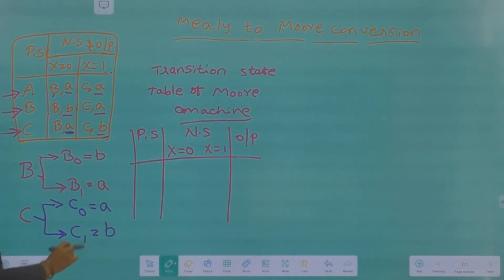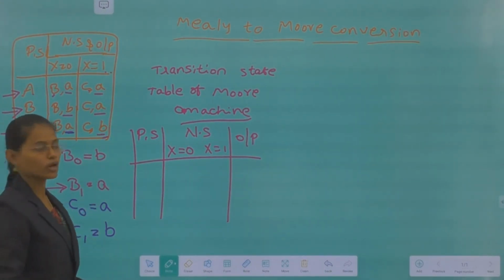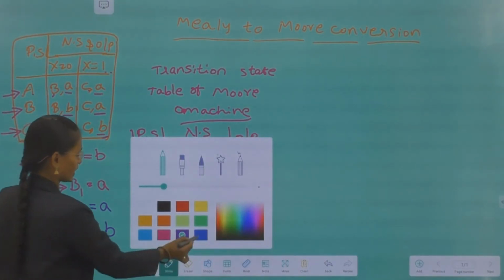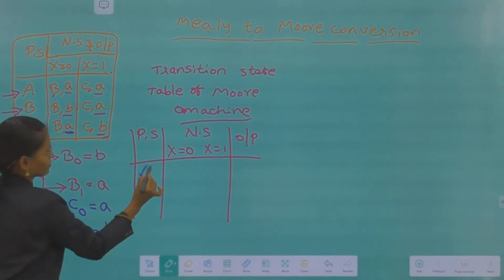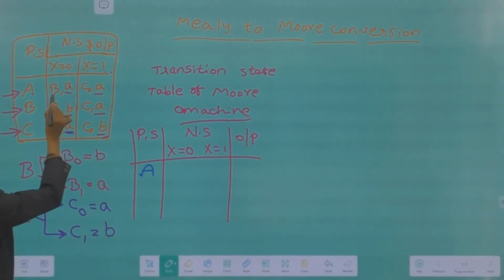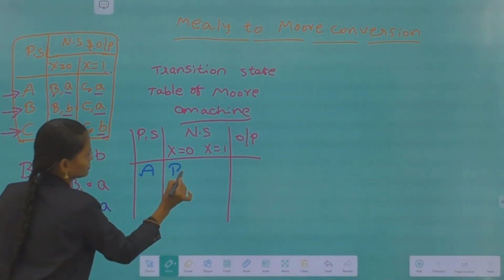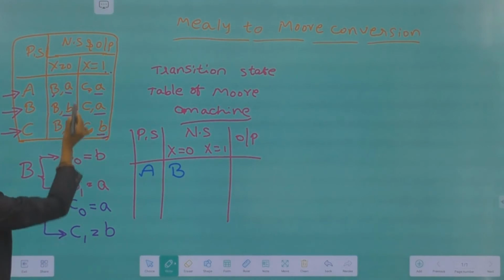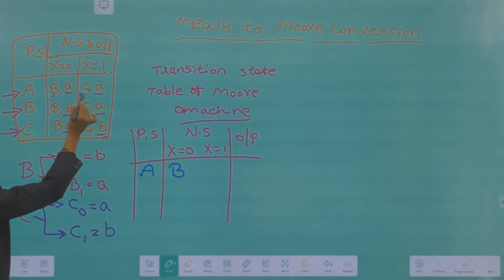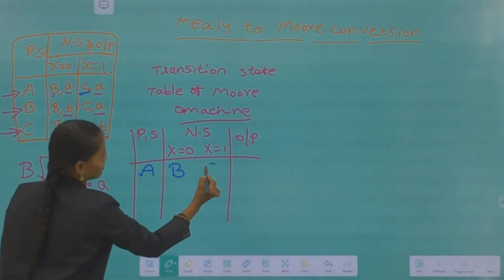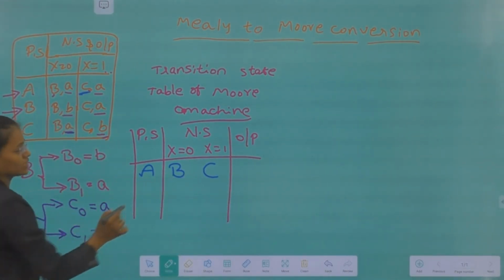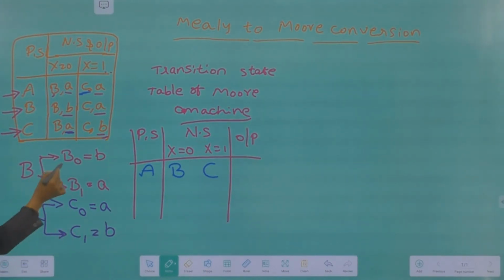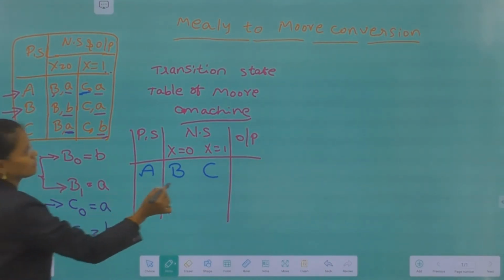Okay. And next, coming to the transition table of the Moore machine. Okay. And here we observe the present state A. If x equal to 0, then the next state goes to B. Okay. If x equal to 1, the next state goes to C. Okay. Here we observe B and C divide into 2: B0, B1 and C0, C1.